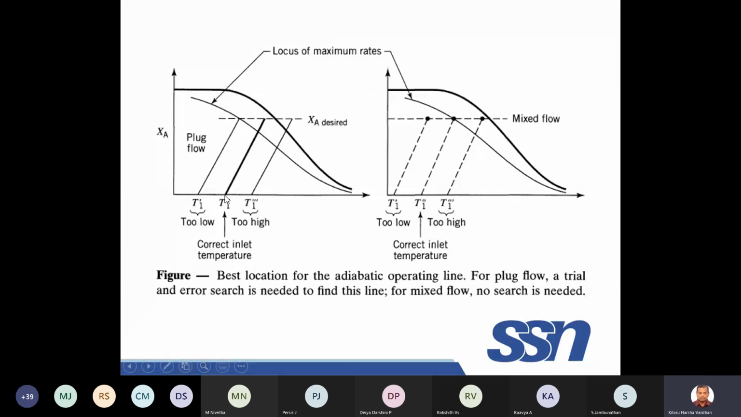This is not that easy to find out, especially in a PFR. Whereas in an MFR, this point is very easy, because you know the rate you are looking at and you know the conversion you are looking at. The meeting point of it, along with the slope of this particular line, all three will join at a particular point. That particular thing is nothing but your T.